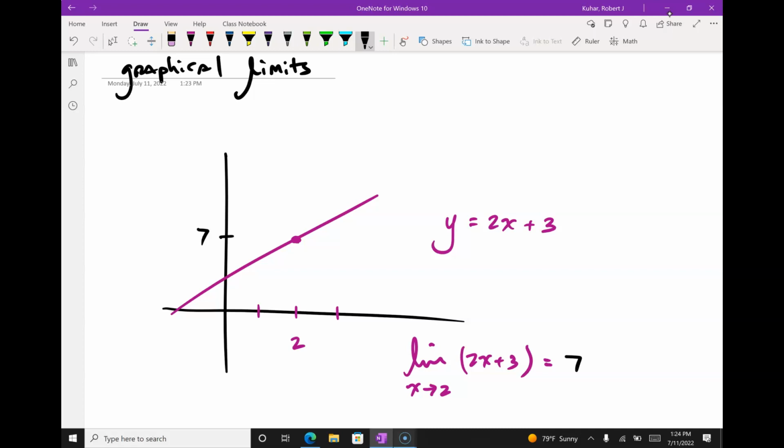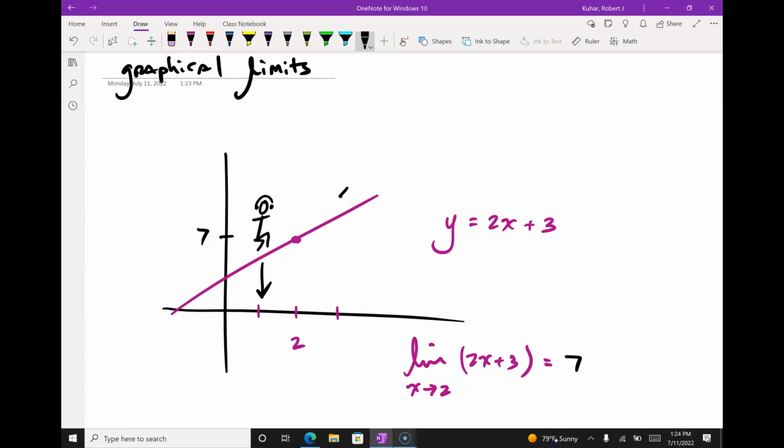But what we are actually doing here is we're saying, if I'm walking on this hill, and I'm walking up the hill as my shadow on the floor is getting closer to 2. Yes, you with me? I'm walking up the hill. My shadow is getting closer to 2. What height am I going to end up at? 7.